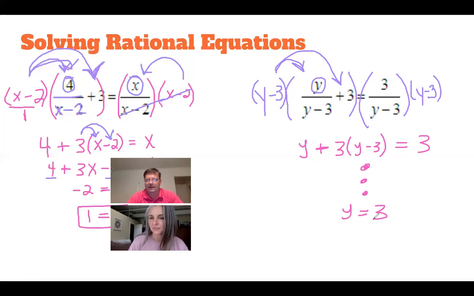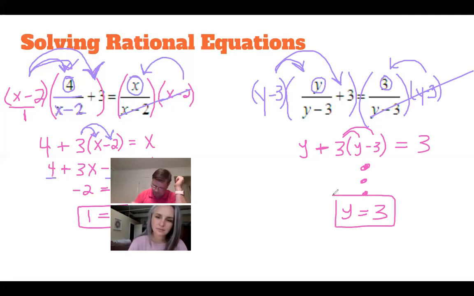And again, college class. Okay? Because when I distributed here, I would have gotten 3y minus 9, and that would have given me 4y and 12. And it gives me 3. And if you stop now and put a box around it, I'm going to take points away from you.